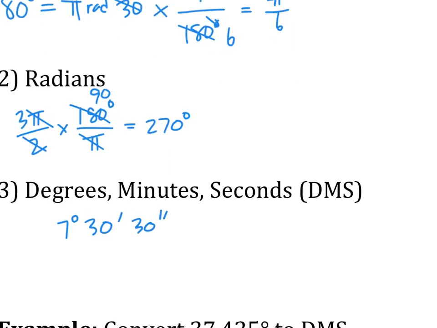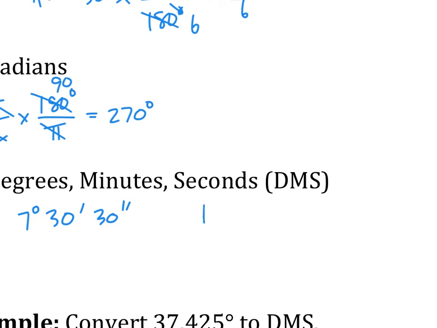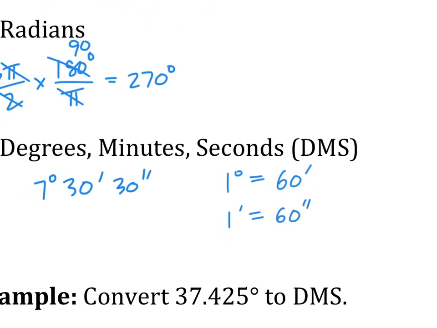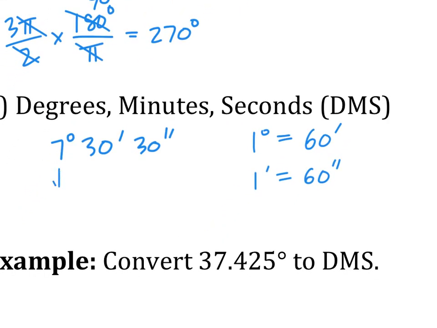Okay, so then I need to tell you the conversion factor. 1 degree is equal to 60 minutes. So you got to write that down because you don't know that as a fact. And then 1 minute is 60 seconds. So you already know that. So now what we want to do is convert everything into degrees. So 7 degrees stays 7 degrees. 30 minutes, we need to convert.